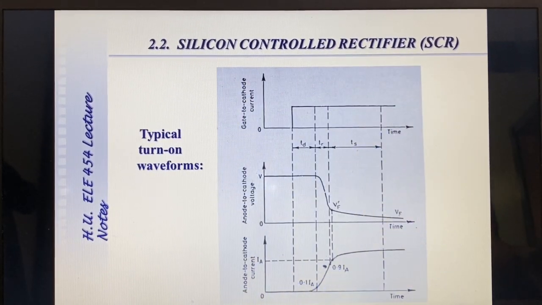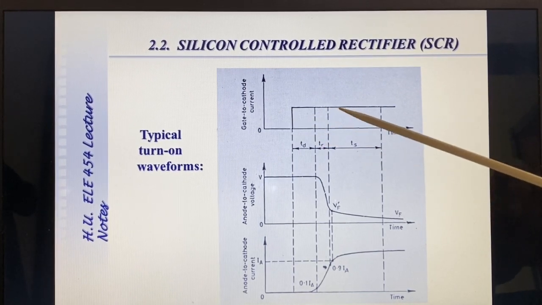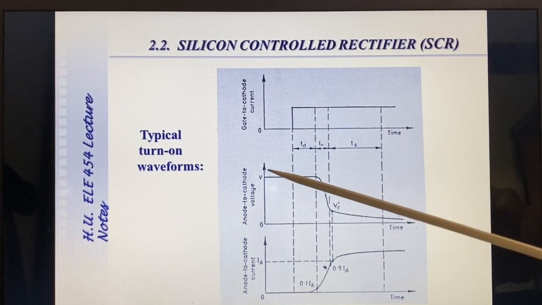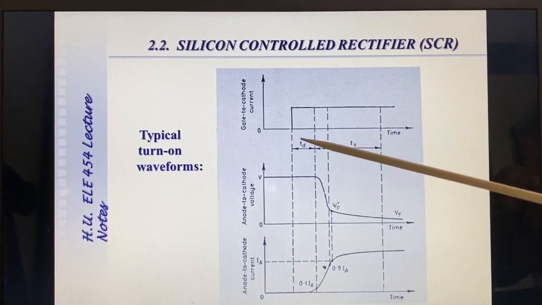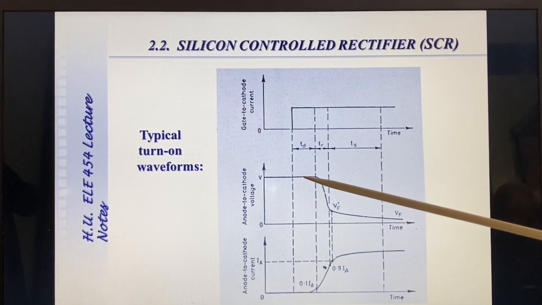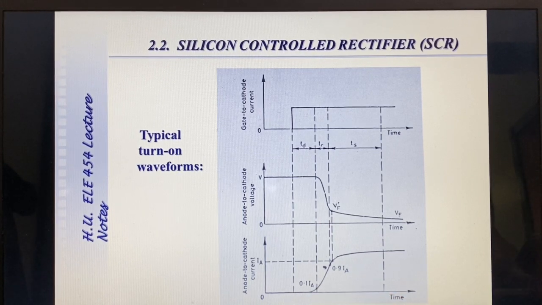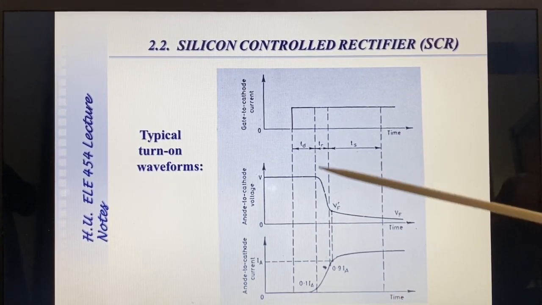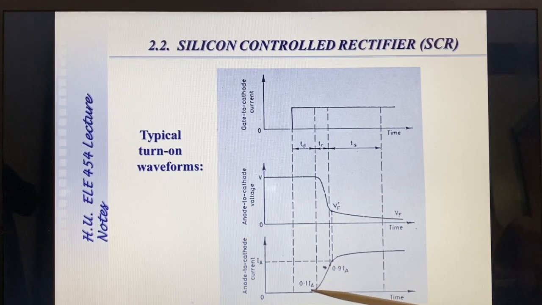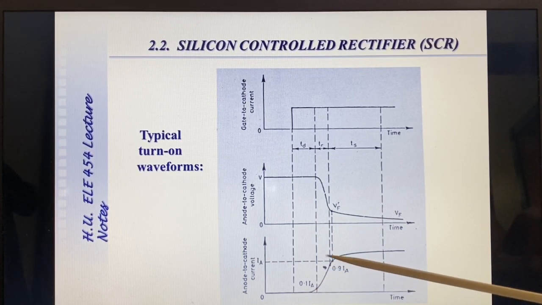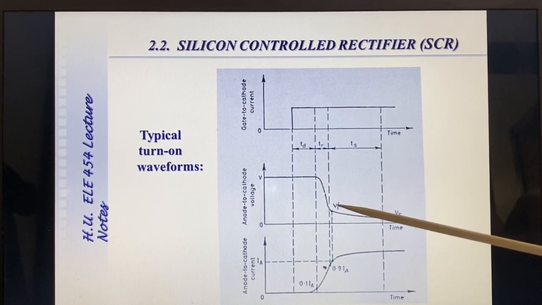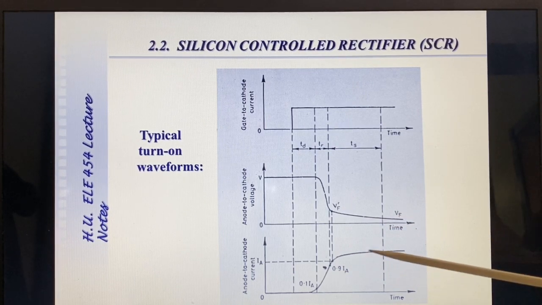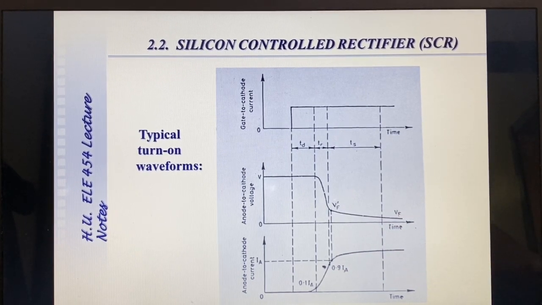So let us see here. This is the gate cathode current, the anode cathode voltage during turn on, and the anode cathode current during turn on. The delay time is where voltage remains the same but anode current has reached 10%. Then the rise time, in which the anode current reaches 90% of steady state, whereas the anode cathode voltage has decayed, and the spreading time, where current spreads through the whole device.